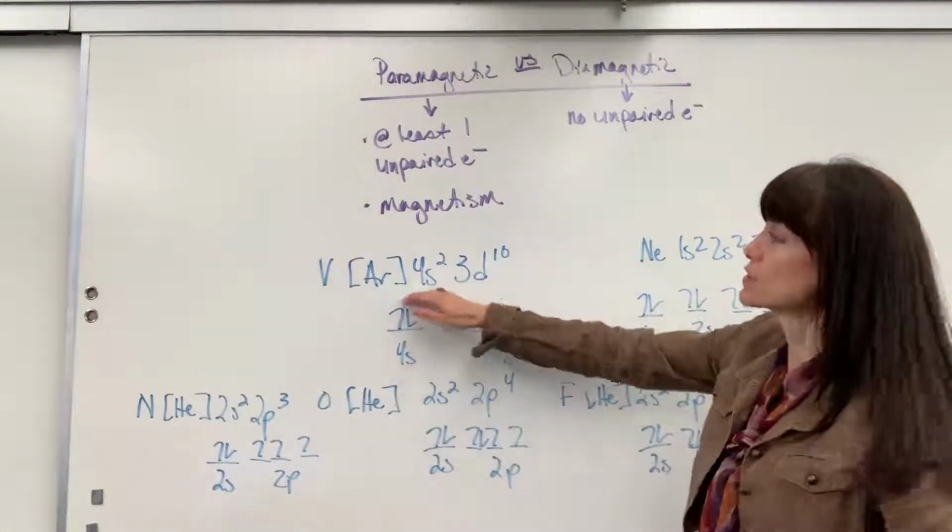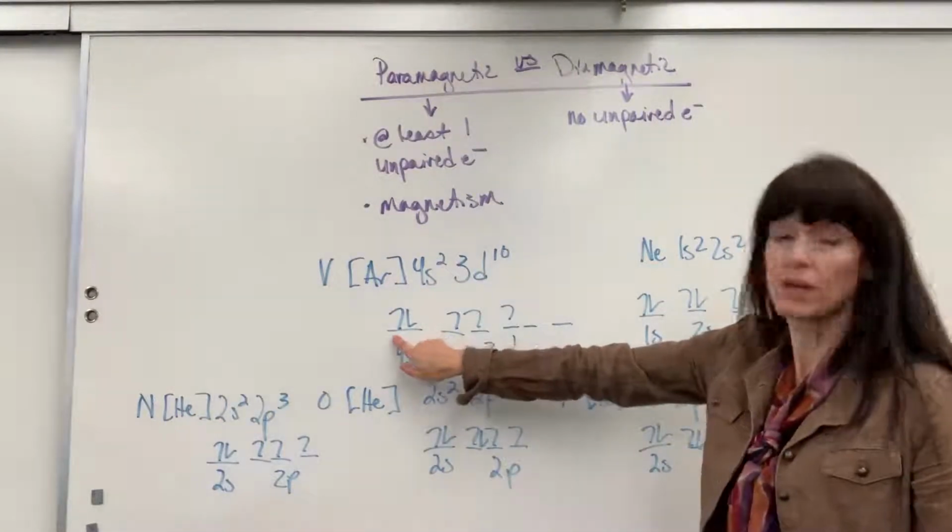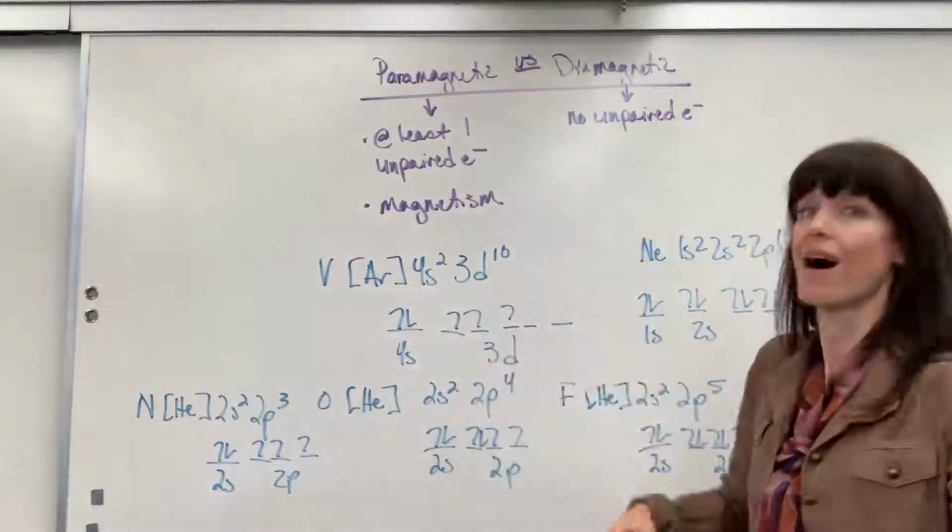Let me show you. So here's vanadium. I used core notation, 4s2 3d3. So you have your full s subshell and then 3 unpaired electrons.